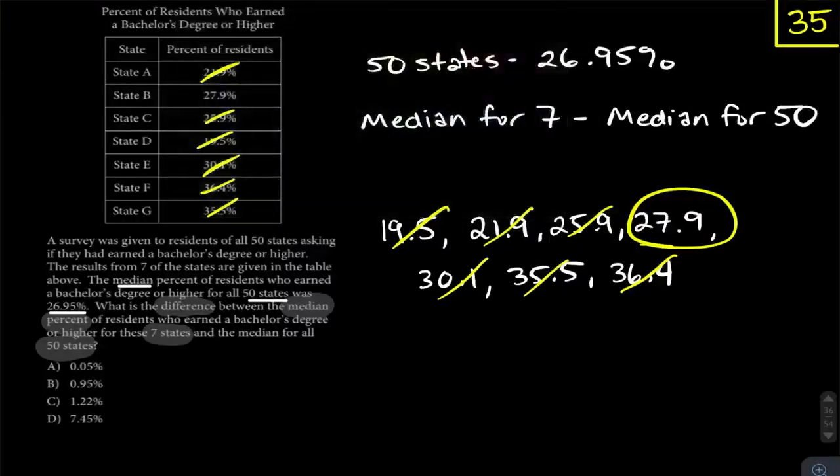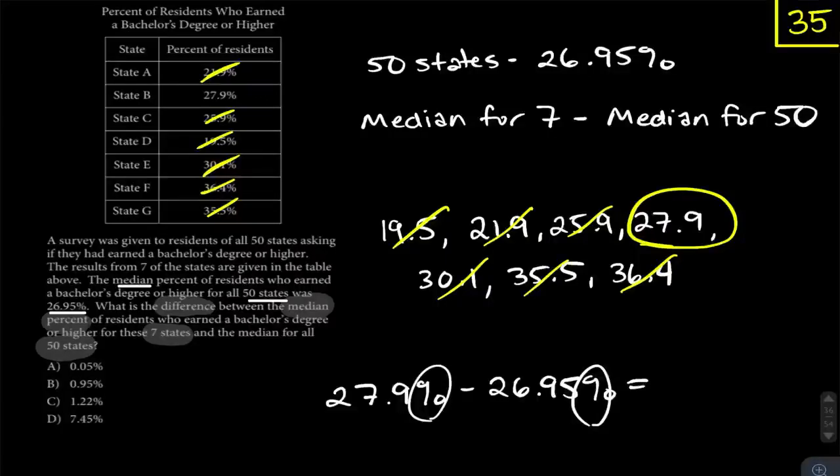Awesome. So the median for 7 states is going to be 27.9%. And we want to subtract the median for 60 states, which is 26.95%. You can put this in your calculator if you want. Don't include the percents because that's just going to be a hassle. But if we just subtract these two, we're going to get 0.95%. You might already be able to see that without putting it in your calculator. Okay, that's choice B.